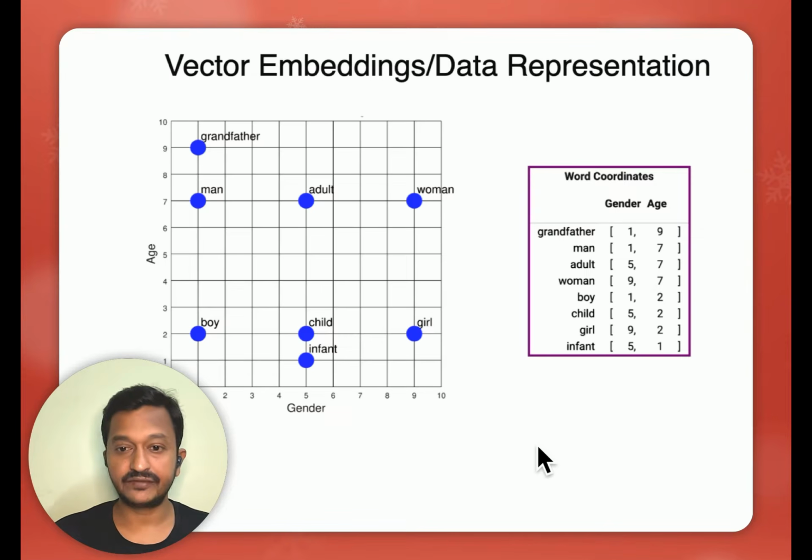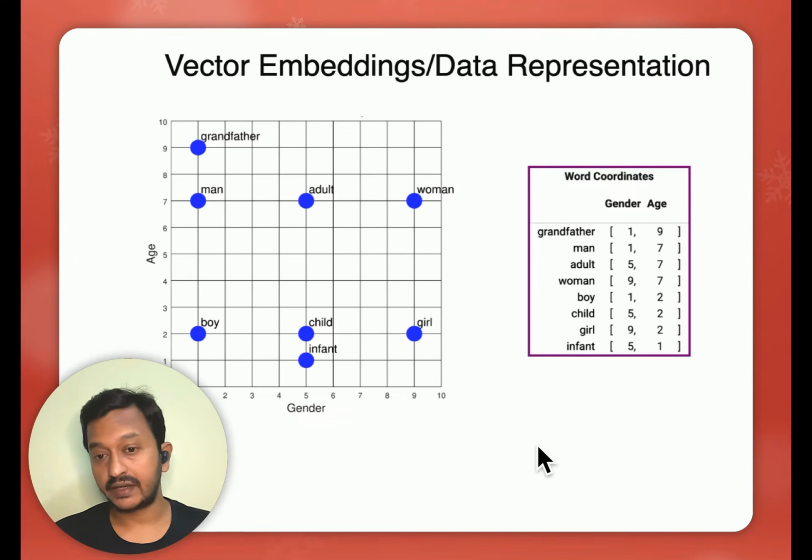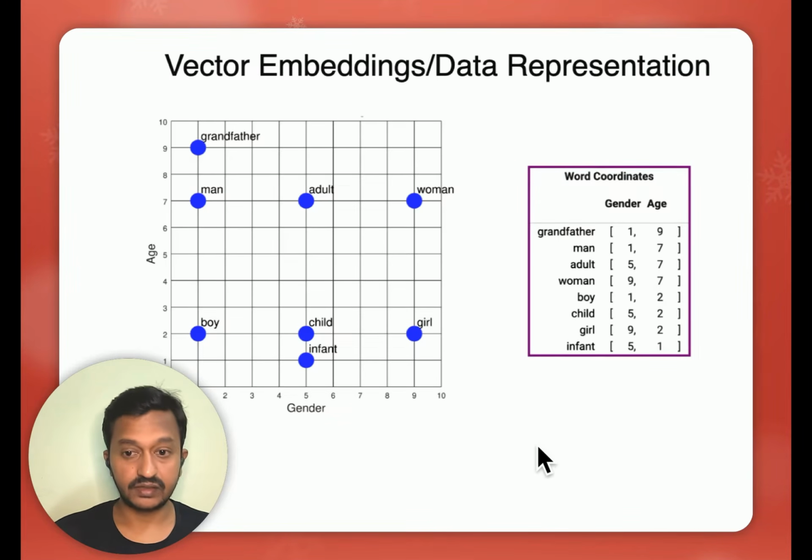And how are they represented? Using word coordinates. As you can see, grandfather is 1, 9, and man is 1, 7. You basically need to see the x-axis and then the y-axis. That's just a simple representation of how vector embeddings are stored or represented in a vector database.